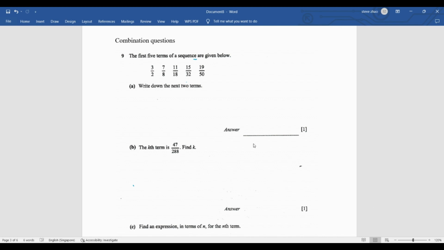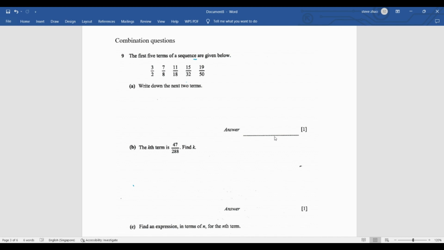All right, now there are four questions I'm going to go through today. These four questions I take from other schools' prelim papers. So they are, I would say, of a certain standard and quite difficult. I call them combination questions because it's not simply just a constant difference or simply just a constant multiple. It could be a combination of both, and I'm going to show you how big a difference it can make.